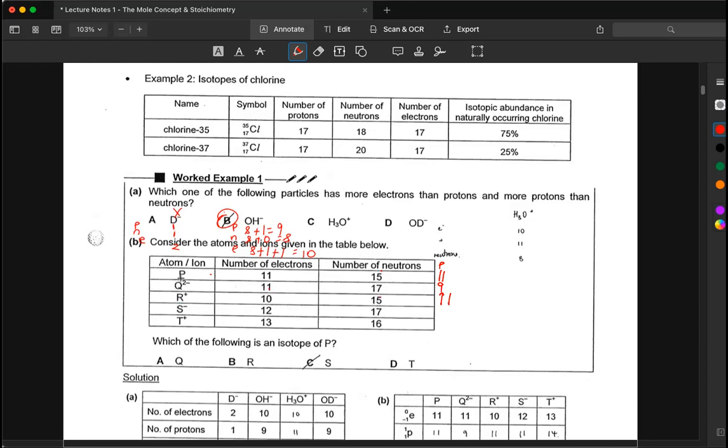So R and P have the same number of protons, and they have the same number of neutrons, so they are not isotopes, they are the same. This is actually an ion of this one. It has 12 electrons, so it gains 1 to become 12. Originally, you work backward, it actually gained 1, so it's 11. But because the number of neutrons is 17, so it's S. Okay?